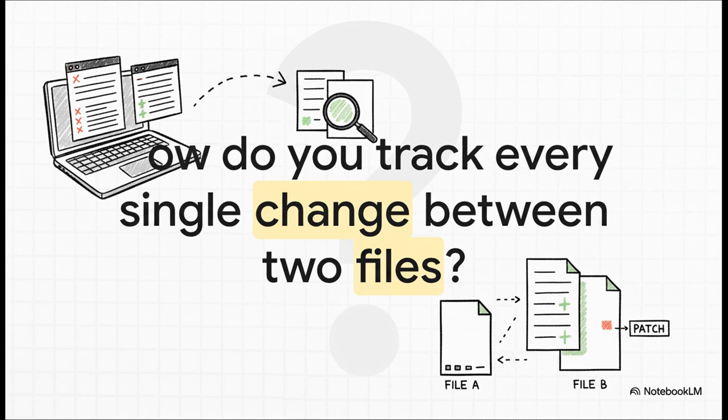You've got two files. Maybe it's two versions of your code. Maybe it's a couple of configuration files. They look almost the same, but they're not. There are tiny, crucial differences hidden in there somewhere. So how do you find them? How do you do it fast and without missing anything? It's a problem we all face.